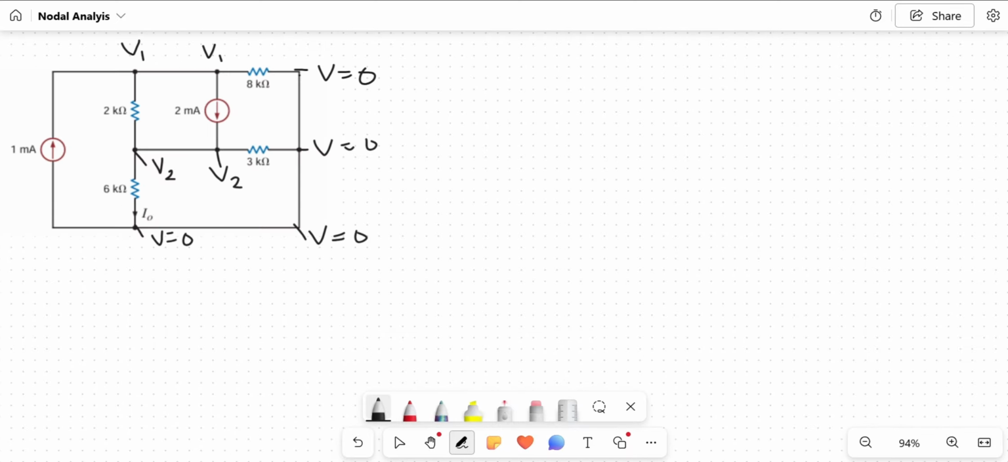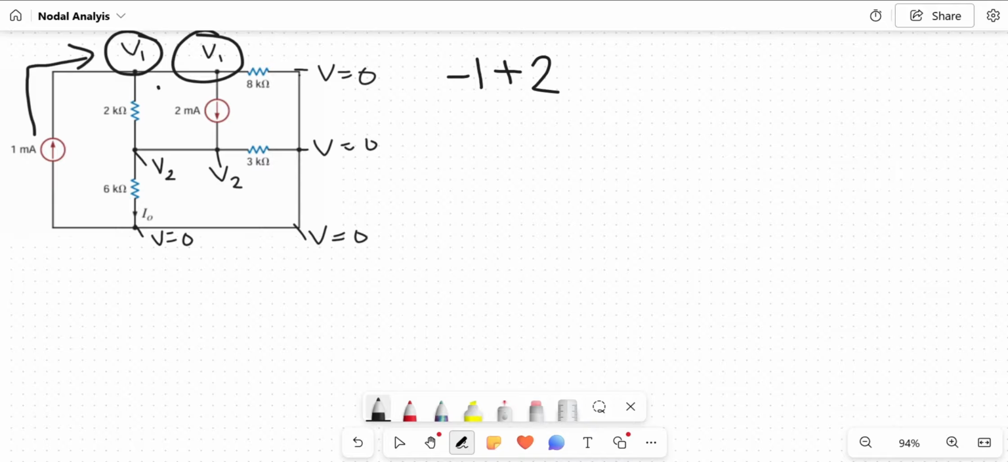So the node I want to be starting my first equation with will be V1. Once again, since there is a current heading towards V1, that will be negative 1 milliamp. Since there is a current heading away from V1, that will be negative 2 milliamps. Sorry, positive 2 milliamps. Away is positive, towards is negative.